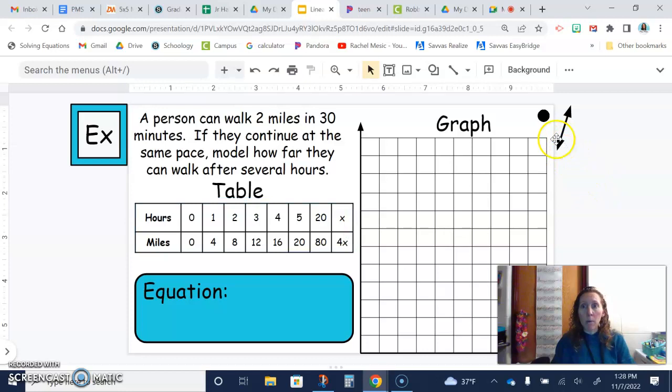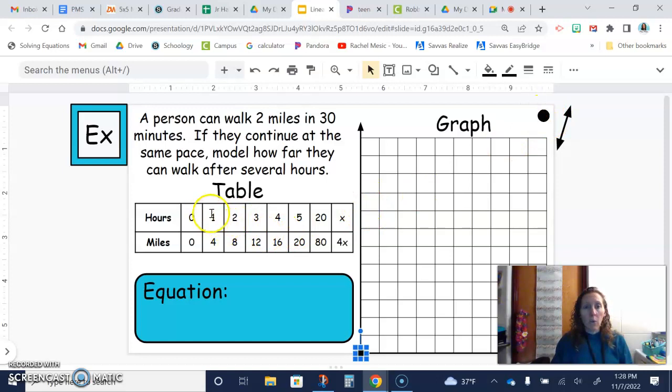All right, so I'm going to model this on my graph next. All right, 0 hours, 0 miles. I'm going to put a dot right here. That would be 0, 0. So on the bottom, that would be the hours. And then on the y-axis, the one going up and down, that would be the miles traveled.